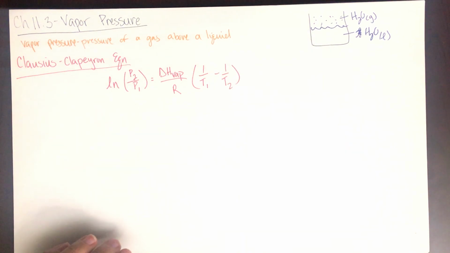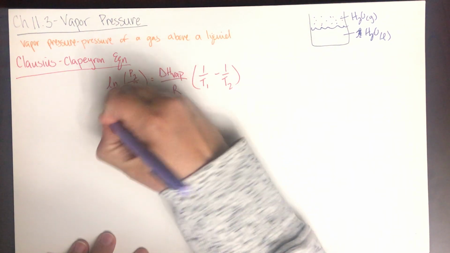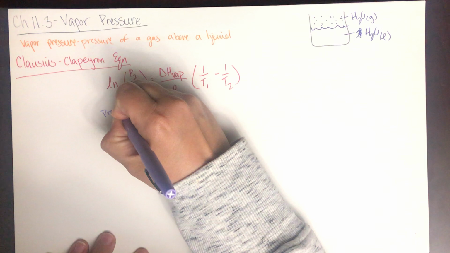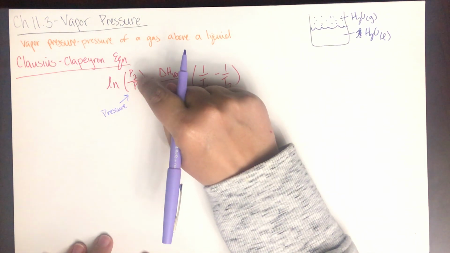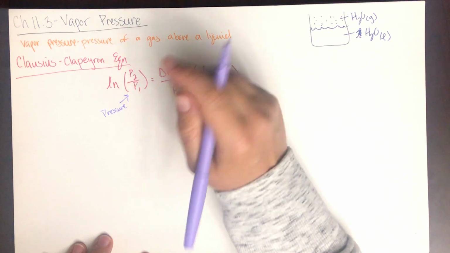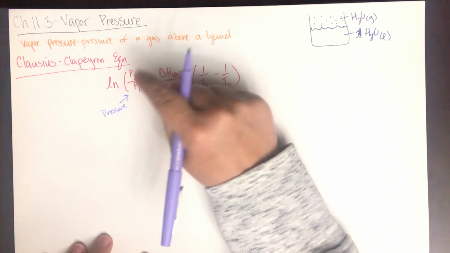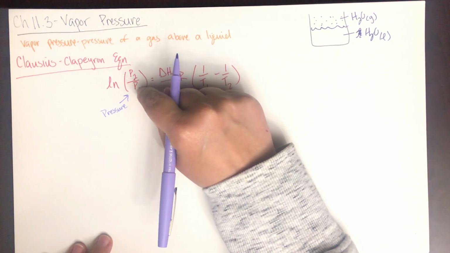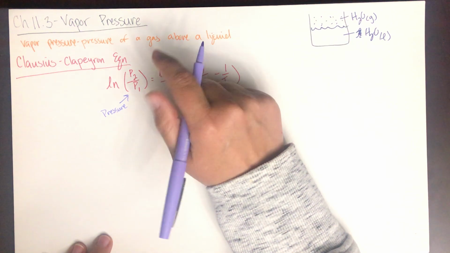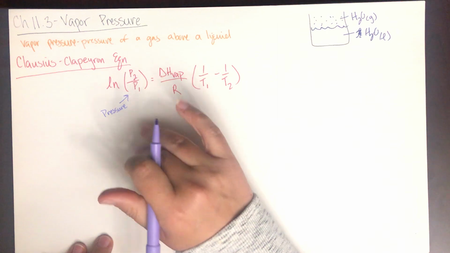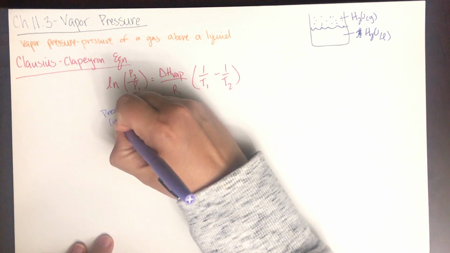So let's just define some of these things. P is pressure. And it doesn't matter what unit this pressure is in because they're going to be the same, so they're going to cancel each other out. If you were solving for one of these other pressures, then it would be in whatever unit the other pressure is in. So this unit can be any unit.